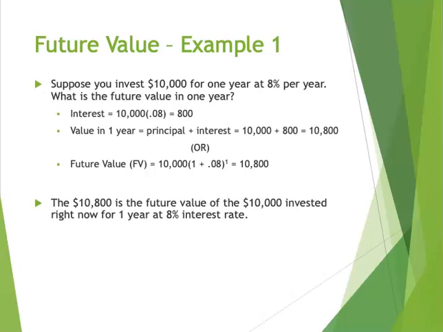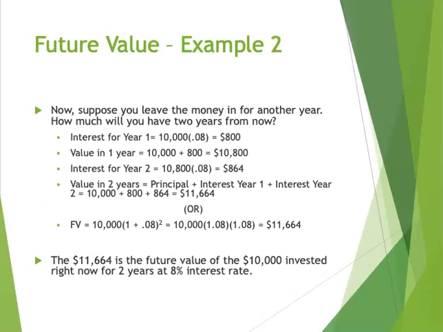If we were to look at the formula that we saw on the previous slide, the future value would be the present value, which is 10,000, times 1 plus the interest rate, which is 8%, to the power t. In this case, it's only 1 year, so time equals 1, making it 10,800. So the 10,000 that you invested right now is your present value, at 8%, which is the interest rate, for 1 year, which is the time, giving you a total future value of 10,800.